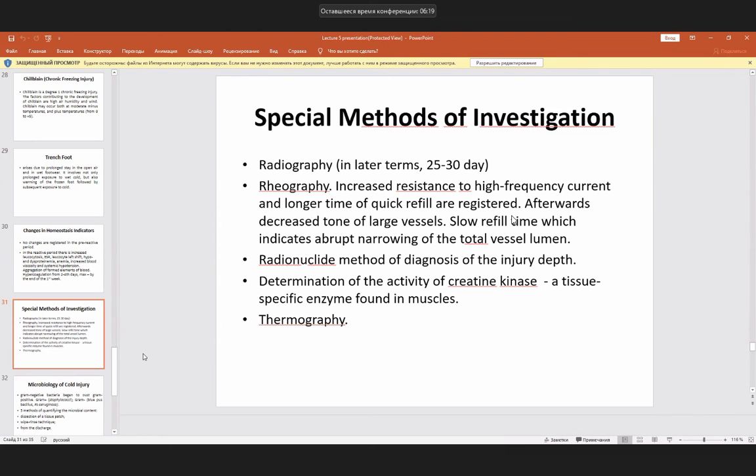Radionuclide method of diagnosis of injury depth. Determination of the activity of creatine kinase, a tissue-specific enzyme found in the muscles. Thermography.